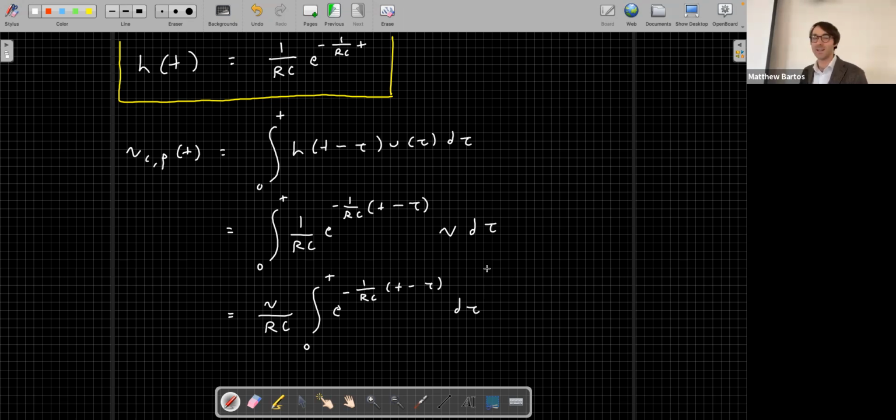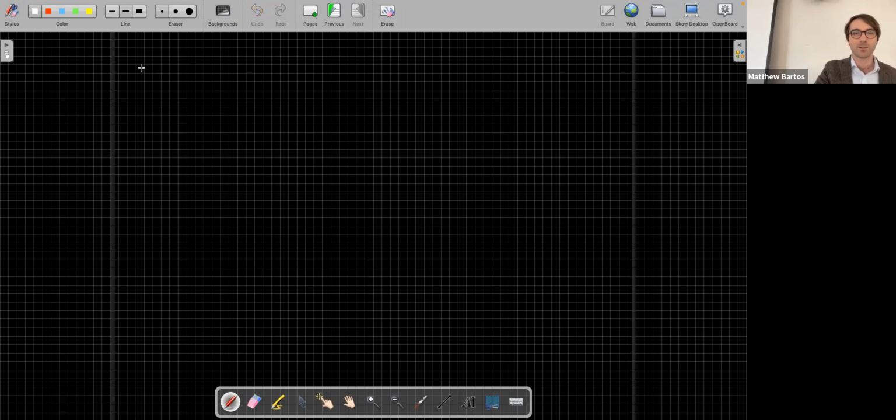Right, so we can split up this exponential term to get rid of the term that doesn't depend on tau, which is the variable we're integrating over. So you might have done this in homework 1. Okay, so just advancing forward here, we have V C P. So we took it out of the integral.